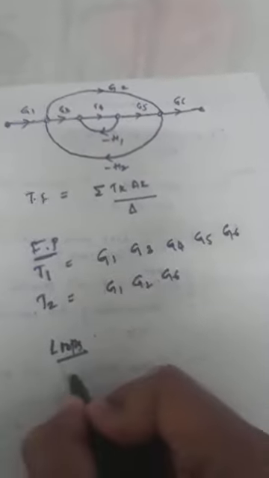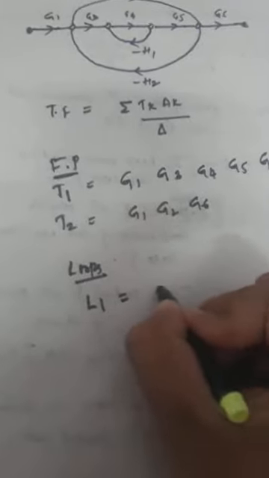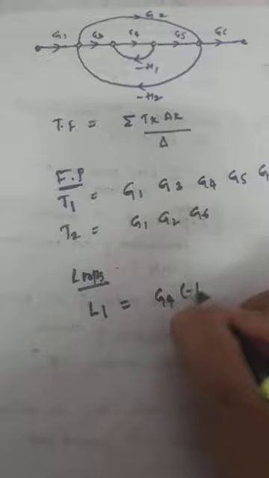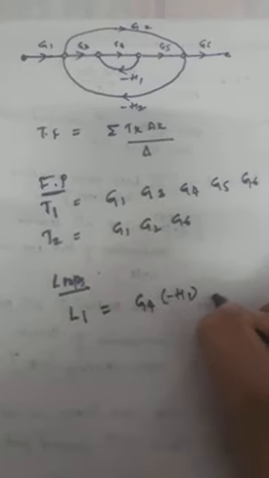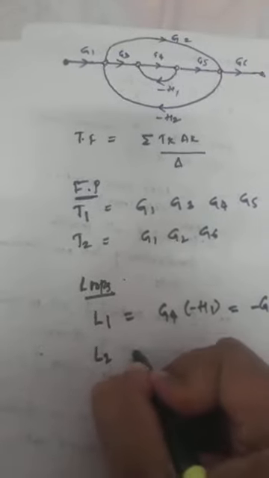So the first loop I'll write as L1 is equal to G4 into minus H1. So this can be written as minus G4 into H1. So next, any other loop? Check for the second loop, any other possibility.